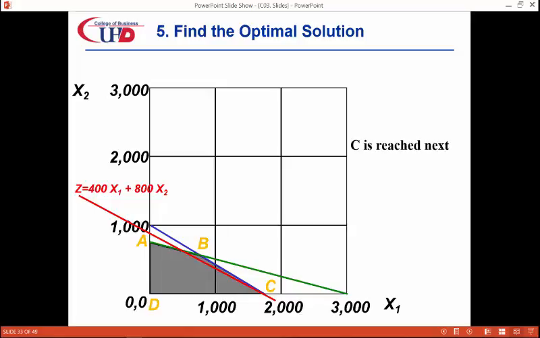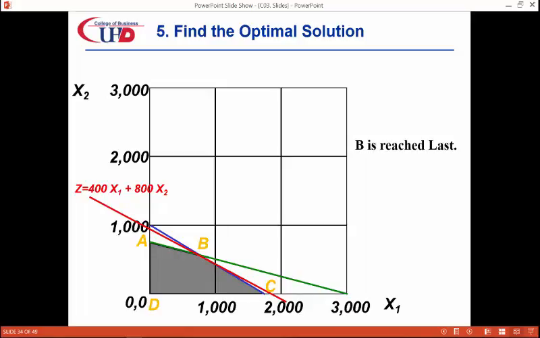Now the corner point C is reached. But we should push the line up further since we still see the shaded visible region above the current ISO profit line. This time, the corner point B is reached.